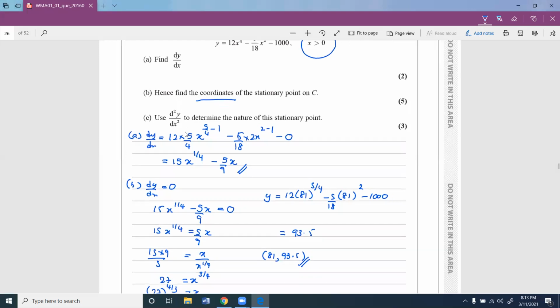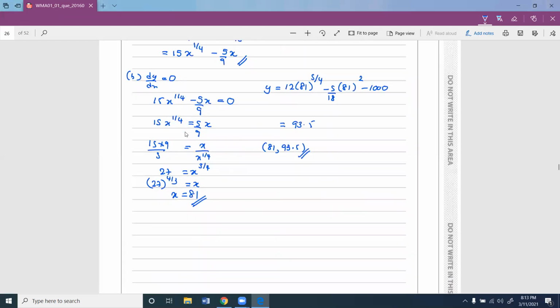Then use second differentiation to determine the nature of the stationary point. So, to find the nature of the stationary point, you have to differentiate a second time. That means you have to differentiate this answer here, this first differentiation of it, that is 15 into 1 over 4 x to the power 1 over 4 minus 1 plus 5 over 9, differentiation of x is 1. It turns out to be 15 over 4 x to the power 3 over 4 plus 5 over 9. Then we need to find the nature at x equals 81.